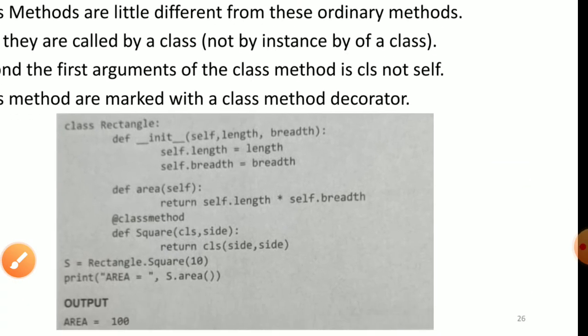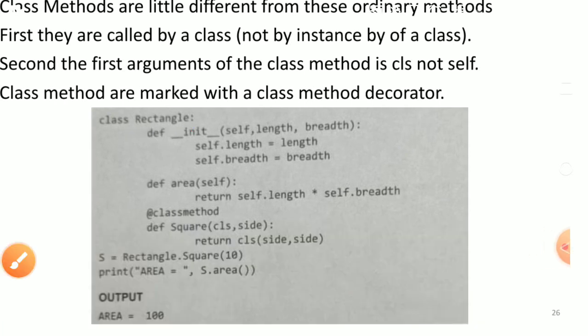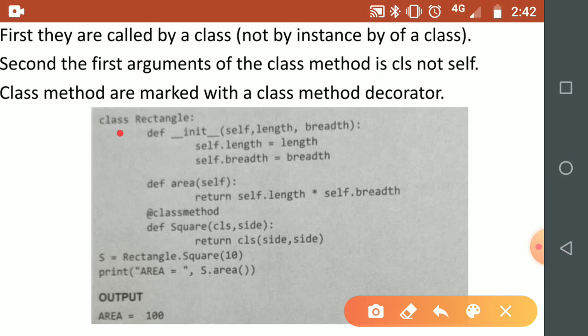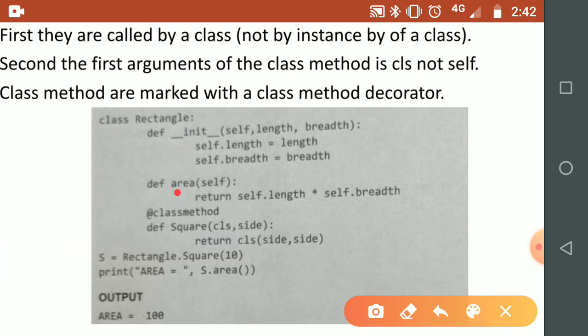Now just look at this program. There is a Rectangle class. In this Rectangle class there are three methods. The first two methods are normal: this is the special init method, and the second, area, is a normal method because it has self as a parameter. The last one is square, which is a class method which has the first parameter as cls. So it is the symbol of the class method, and there is the decorator @classmethod.